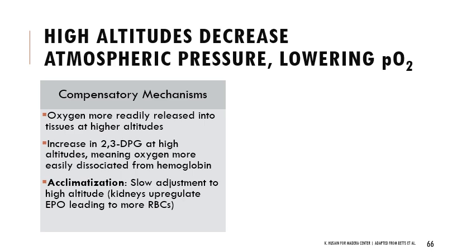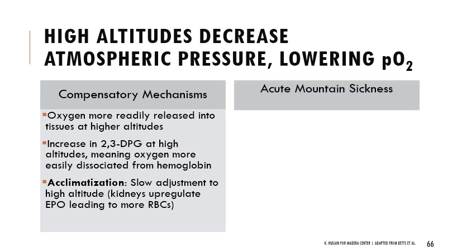You can also behaviorally go through acclimatization, where you slowly ascend a mountain. So you move very slowly, and then your kidneys are going to upregulate EPO, which is erythropoietin, which is going to signal your body to produce more red blood cells. So even though you have changes in that atmospheric pressure and the hemoglobin isn't going to be fully saturated, you have more red blood cells to make up for it.